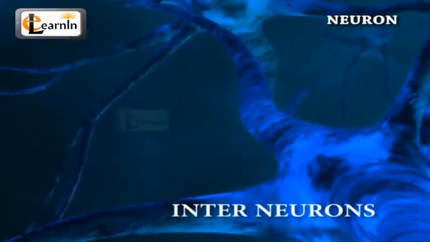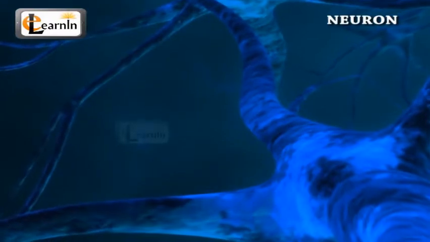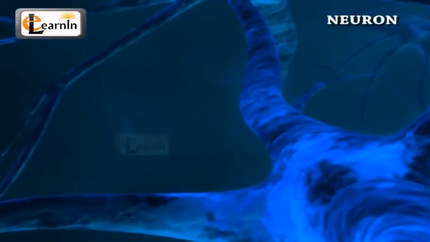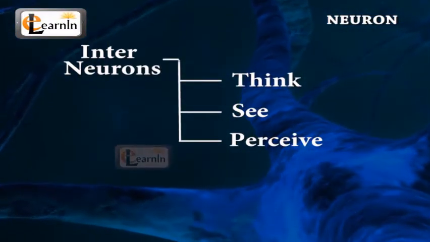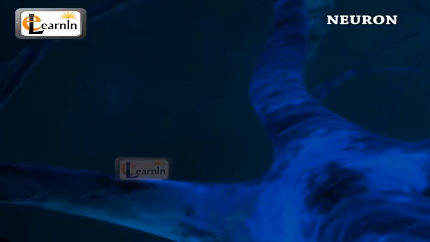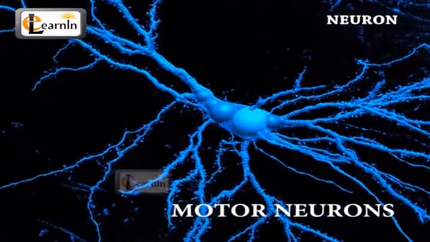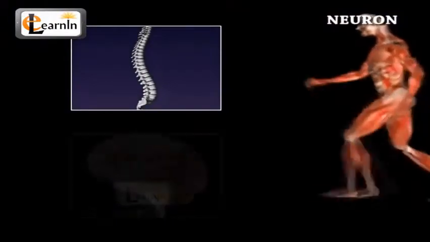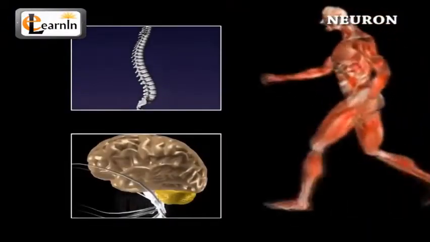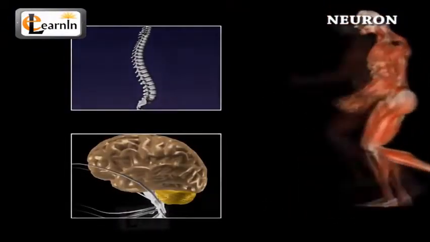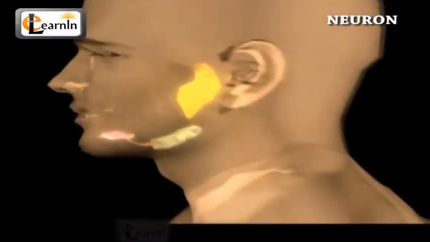Interneurons communicate and connect with each other and represent the majority of neurons in our brain. They allow us to think, see, and perceive our surroundings. Motor neurons are neurons that receive impulses from the spinal cord or the brain and send them to the muscles, causing muscular contraction, and these also affect gland secretion.